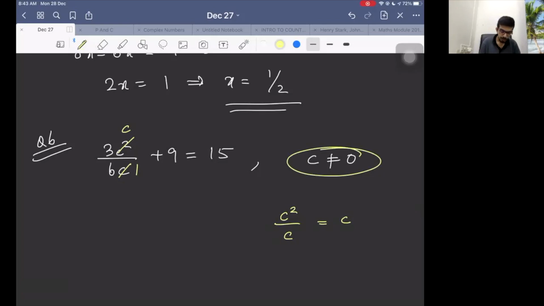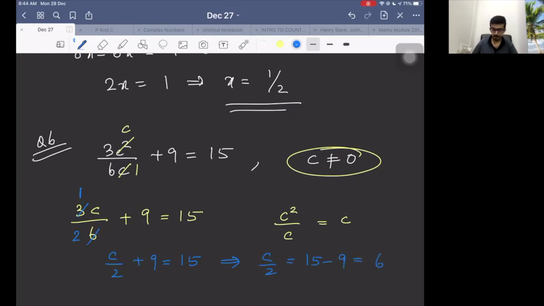Now we have 3c divided by 6 plus 9 is equal to 15. Now you cancel off 3 in both numerator and denominator. This is 1 times 3. This is 2 times 3. So we have c by 2 plus 9 is equal to 15. So in this case, we have c by 2 is equal to 15 minus 9, which is 6. C by 2 is 6, so c has to be equal to 2 into 6, which is 12. I hope you guys would have got this answer. Hope this is fine. Let me know.